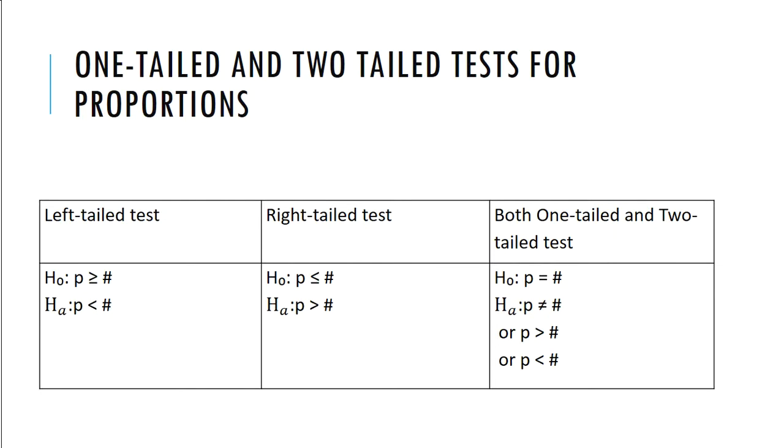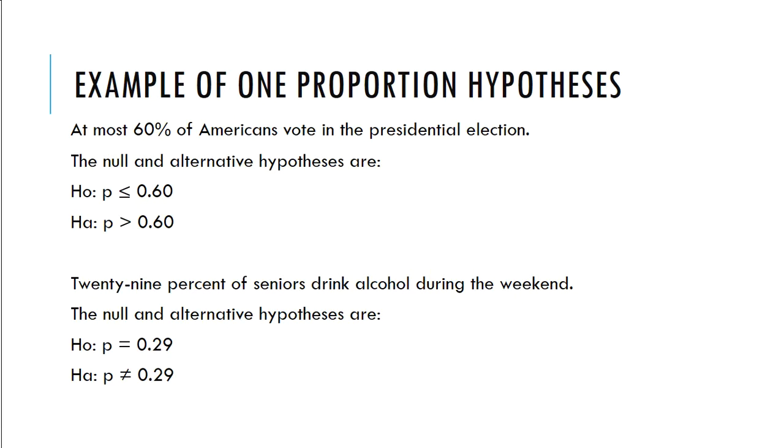So now let's talk about proportions. Proportions work the exact same way as the means. The only difference is you're using percentages, and instead of the mu for mean, you use a p. Again, here are the scenarios, just like we used with mean, and you can use this as a guide. Left-tailed, p is less than the number for the alternative. Right-tailed, p is greater than the number. And again, for where p equals the number in the null, you can have all three scenarios. All right, let's do some examples.